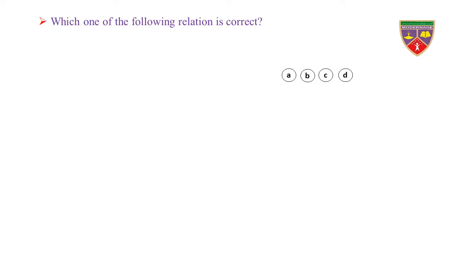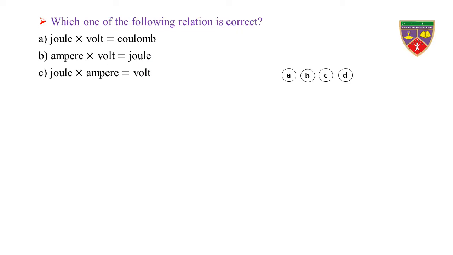Which one of the following relation is correct? Option A, Joule into volt is equal to Coulomb. Option B, Ampere into volt is equal to Joule. Option C, Joule into Ampere is equal to volt. Option D, Coulomb into volt is equal to Joule.